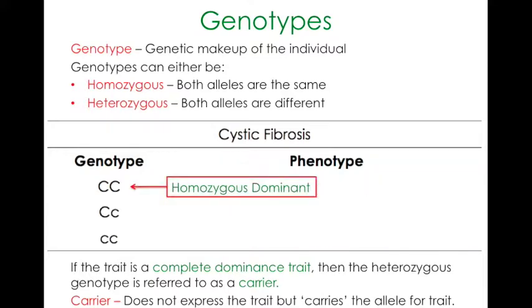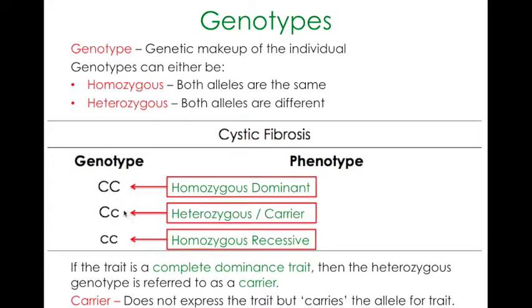Here is your homozygous dominant trait, capital C capital C. Here is your homozygous recessive trait, lowercase c lowercase c. They are homozygous because they're both the same. This one is homozygous dominant because they're both the same and they're both dominant alleles. This one here is homozygous recessive because they are both the same and they are recessive alleles. This is the heterozygous, and in this particular case, cystic fibrosis is a complete dominance trait. Therefore, it is both a heterozygous trait and a carrier trait. It is carried into the next generation and is not expressed.